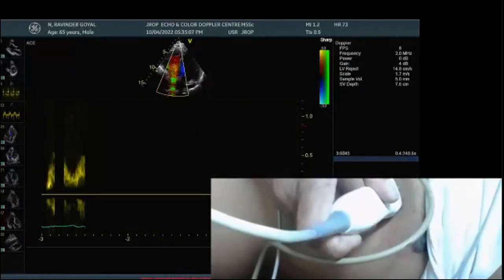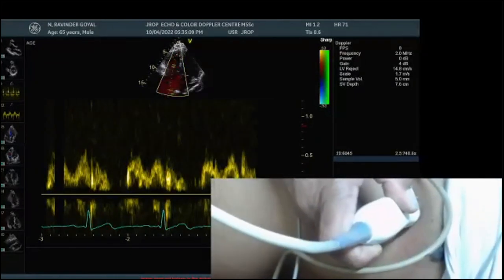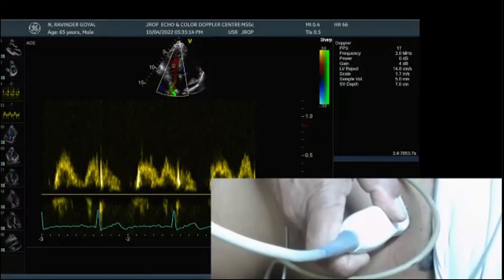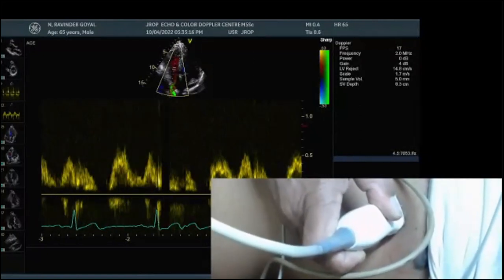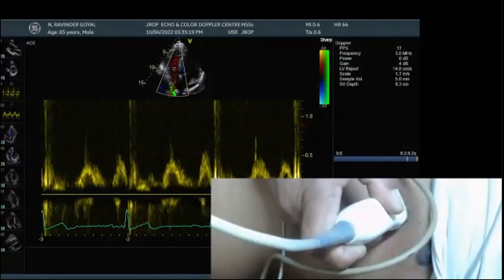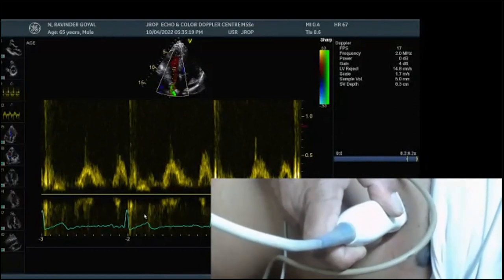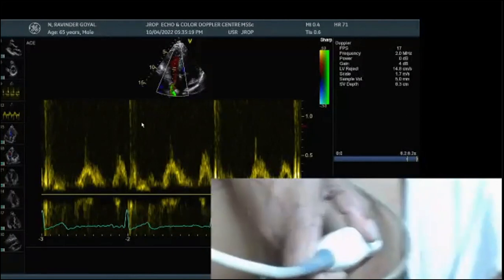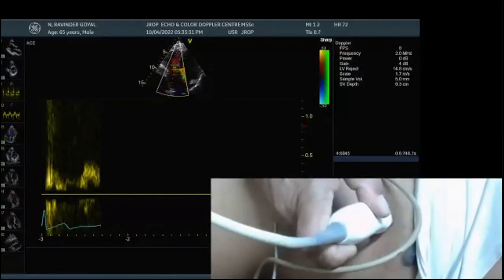But if I'm going to measure my TR jet with pulse wave, look what exactly will happen. Now pulse wave will give me a TR jet which is below the baseline. And now you can see very well the aliasing. This is forward flow and this is the TR jet gradient, which is systolic. So this is the aliasing that happens in the systolic wave. So what should I do?